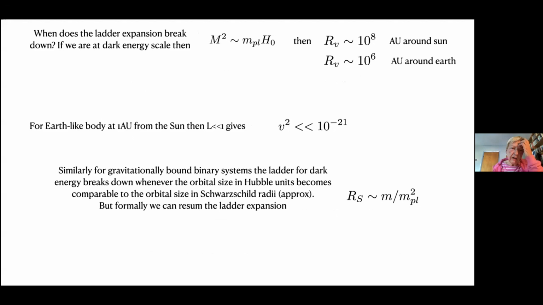Now, if I were to hope that the disformal term was of order the dark energy scale, so M squared would be of order M Planck times the Hubble constant today, then r_v is around 10 to the 8 angstroms around the Sun, or 10 to the 6 angstroms around the Earth. So for an Earth-like body, L, the ladder parameter, much less than one gives velocities of order less than 10 to the minus 21, which is kind of tiny. So we do have to be careful here that to include the disformal terms, we actually need to consider going beyond the simple expansion that we've done so far.